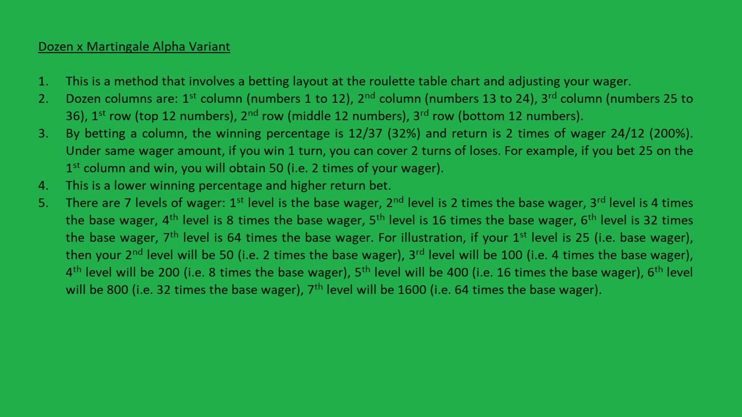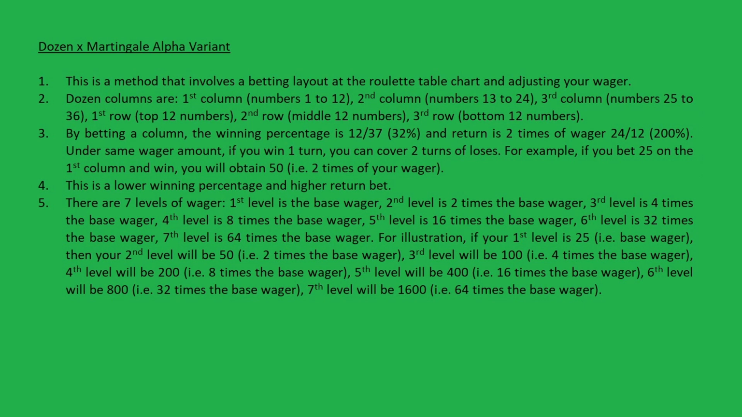Dozen X Martingale Alpha Variant. 1. This is a method that involves a betting layout at the roulette table chart and adjusting your wager. 2. Dozen columns are: first column, numbers 1 to 12; second column, numbers 13 to 24; third column, numbers 25 to 36; first row, top 12 numbers; second row, middle 12 numbers; third row, bottom 12 numbers.